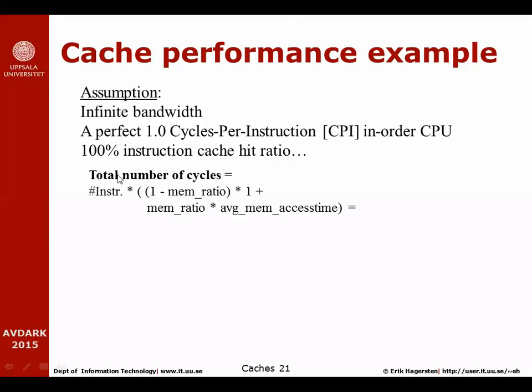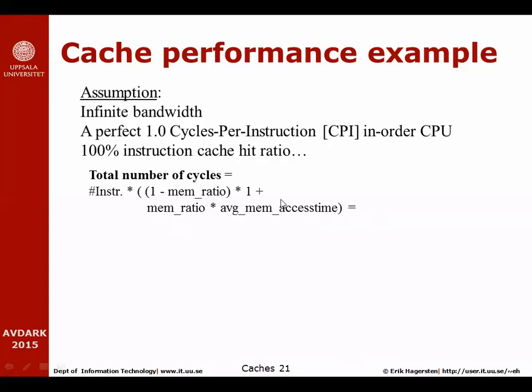Then if we know the memory ratio and the average memory access time, we can calculate the total number of cycles that it takes to execute a specific program by multiplying the number of instructions by the average access time per instruction. And the average access time per instruction is 1 minus memory ratio, the fraction of instructions that do not access memory and, by definition, take 1 cycle, plus memory ratio, the fraction of the instructions touching memory, times the average memory access time.